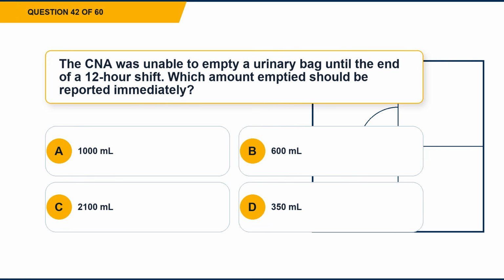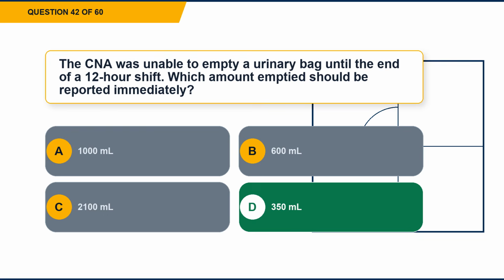Question 42. The CNA was unable to empty a urinary bag until the end of a 12-hour shift. Which amount emptied should be reported immediately? Option A. 1,000 milliliters. Option B. 600 milliliters. Option C. 2,100 milliliters. Option D. 350 milliliters. The correct answer is option D.